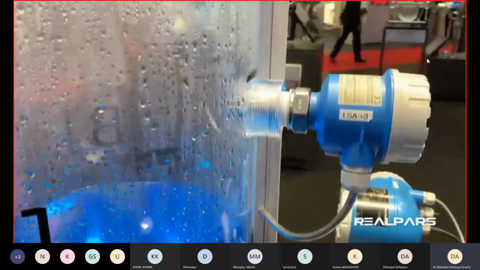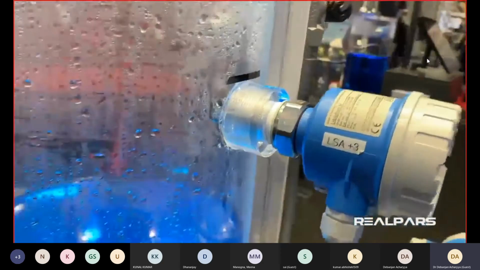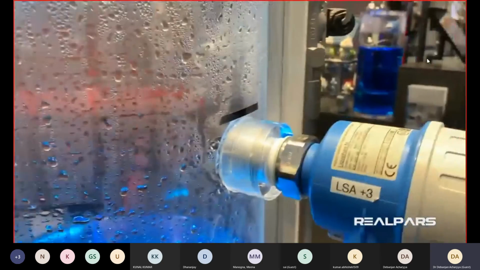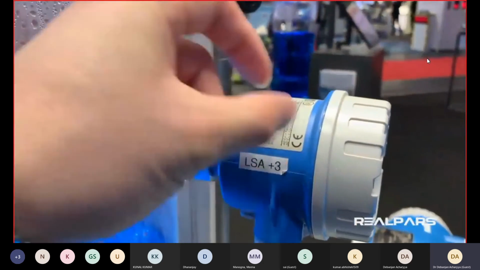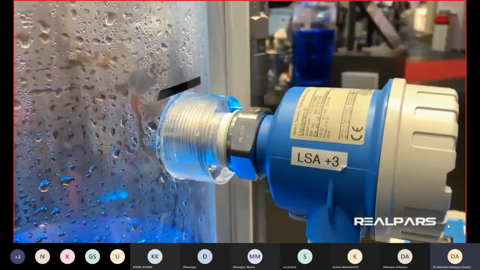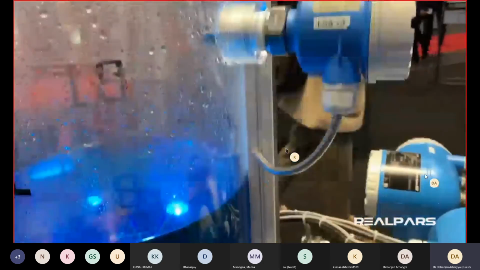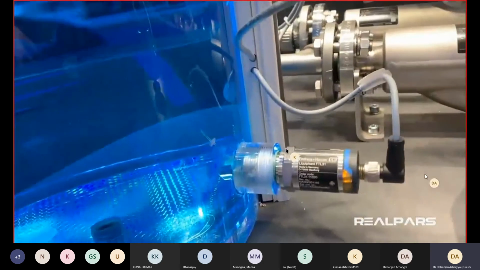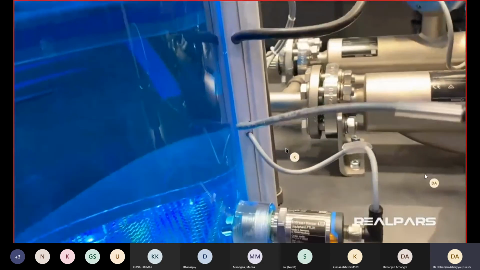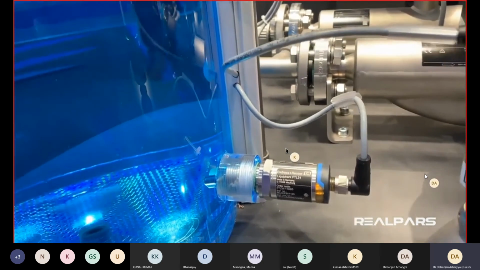And then if we go up here, we have another level sensor. When the level of the liquid gets to this point, this is just a switch that sends a signal to the PLC and says that the tank is full. So we have two level sensors here, one at the top and one at the bottom. The one at the bottom is just a simple switch that sends a signal to the PLC and says, okay, the tank is empty.